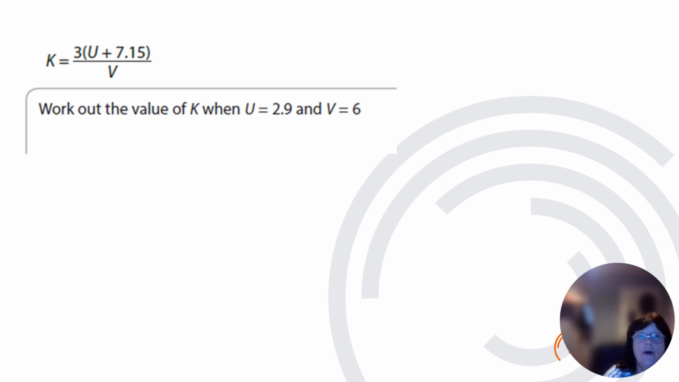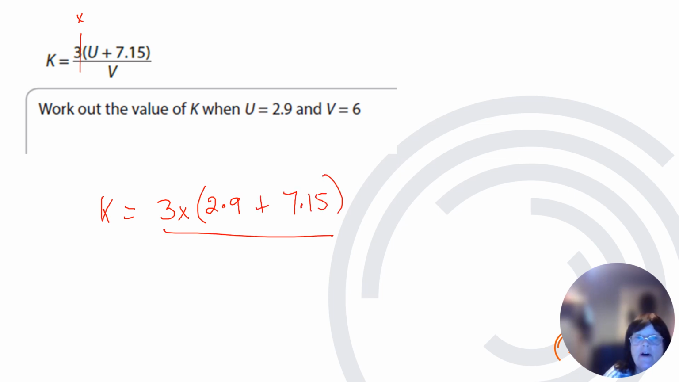So how did you get on with this one? So I'm going to rewrite it. K equals 3 times whatever's in brackets. If there's nothing between them, we times. And U is 2.9. So 2.9 plus 7.15, all divided by V, which is 6.